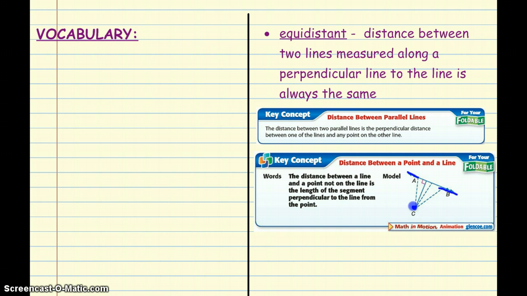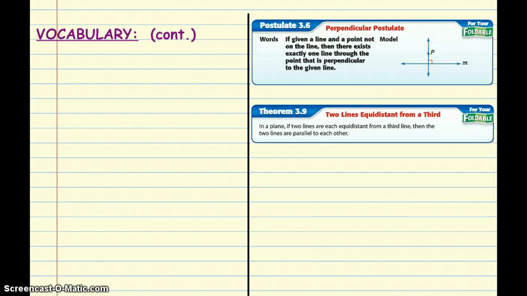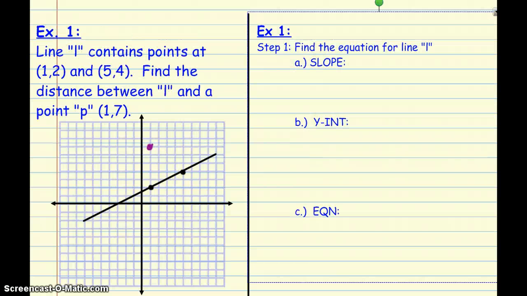And then if you want to find the distance between a point, in this case point C, and this line, you can simply create a perpendicular to it and find that distance from C to this point of intersection. That's actually what we're going to end up doing in the two examples that we're going to do today. And here's just some more information about perpendicular lines and parallel lines. So let's take a look at our examples.